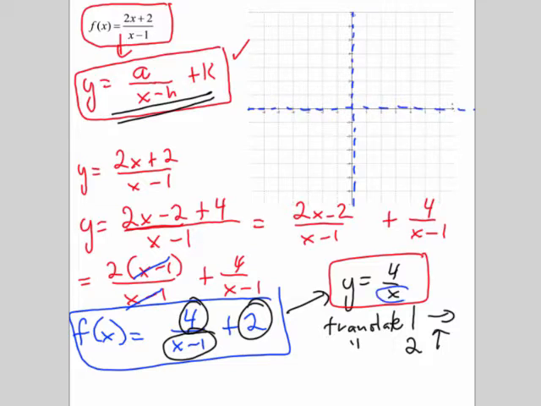We can quickly get some accuracy points. If x is 4, y is 1. If x is 2, y is 2. If x is 1, y is 4. So the graph's going like so. And we get the same points when x is negative, except the y's are negative.